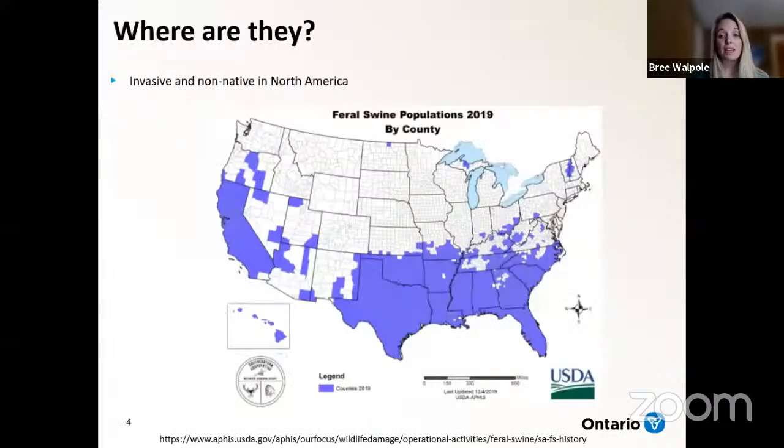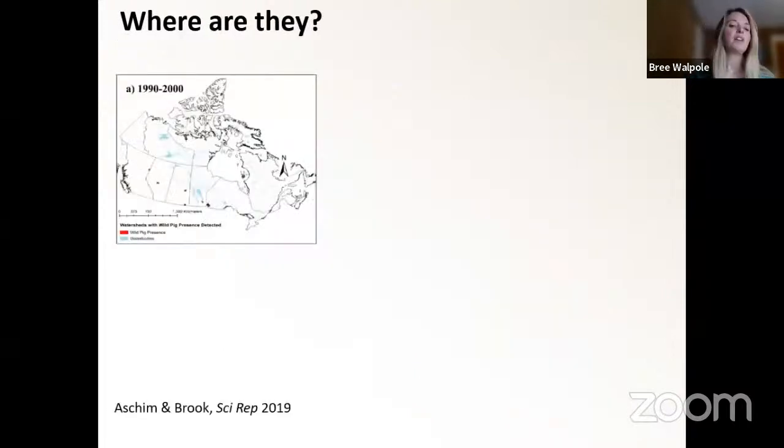When we think of wild pigs in North America, I think we often think of them in the United States. And that's true. You can see from this map, they're highly established and very abundant in the southern states. You can see California, Florida, Texas, and so on. We do not think of them so much in Canada. But this is a question that Ruth Aschim and Ryan Brook from the University of Saskatchewan really started to tackle. They were the first people to look at wild pigs within the Canadian context. So these next three figures are based on their research.